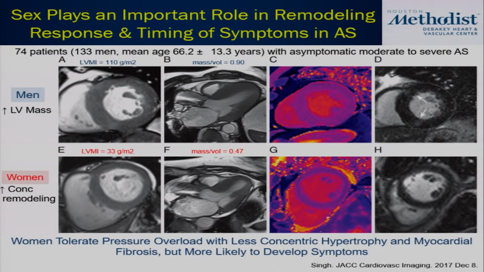CMR has also shown that men and women respond differently to pressure overload. Men tend to develop an increased LV mass, and along with that will develop replacement fibrosis. Women, on the other hand, will have more concentric remodeling and are less likely to develop myocardial fibrosis. So very interesting how, despite the same valve areas, men and women again behave differently.